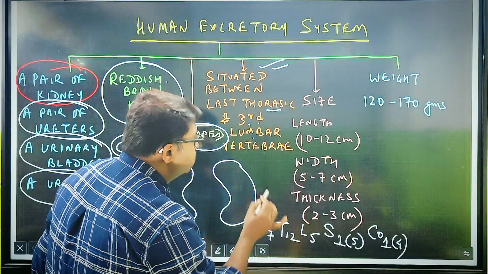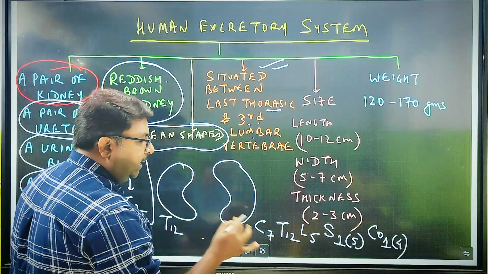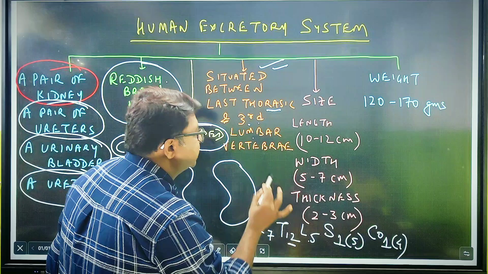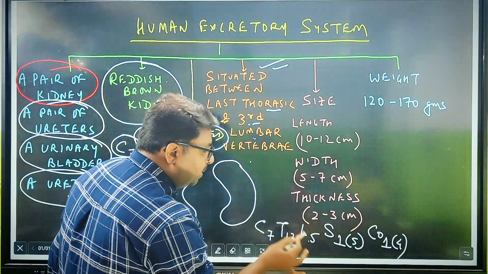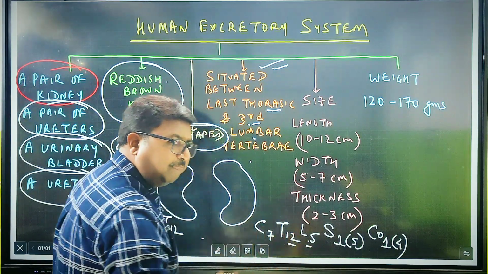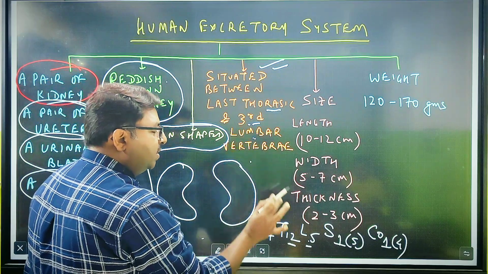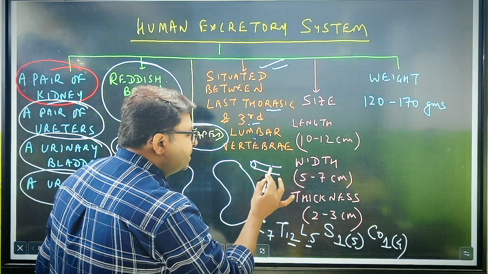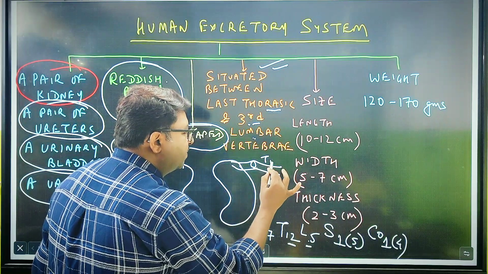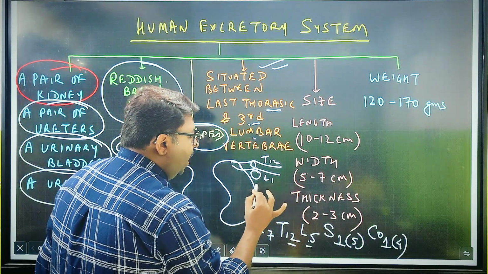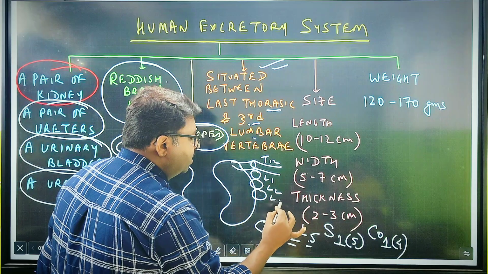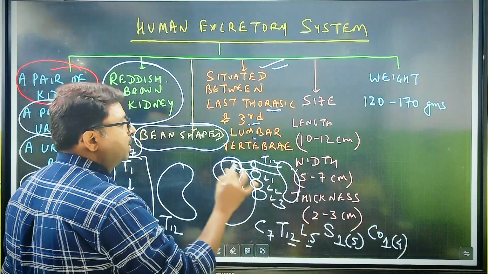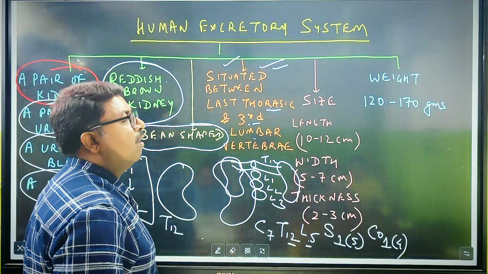So when we talk about the location of the kidney, they are present from T12, the last thoracic, till the third lumbar vertebra. How many lumbar vertebrae are there? Basically 5 of them. So in total, if this is T12, then this is L1, L2, L3. So the kidney is located somewhere out here. So this is the position of the kidney.